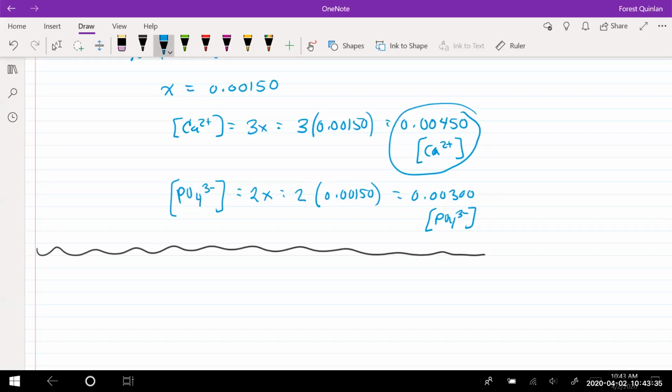1/1,000,000th of a mole's worth, sure. Nothing is insoluble. There's always going to be something that can dissolve, whether or not it's measurable or detectable is another question. But sure, you could take that chunk of calcium carbonate, that marble, and drop it into the water.